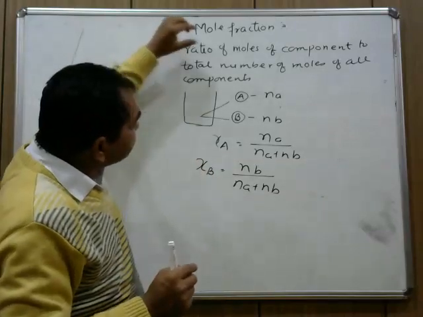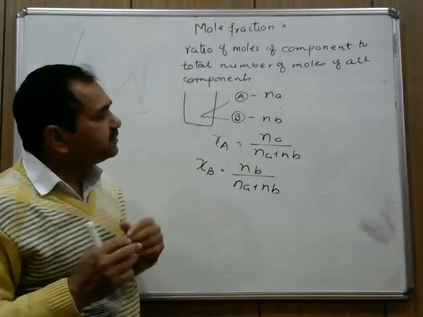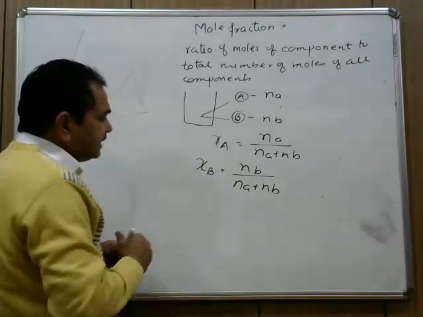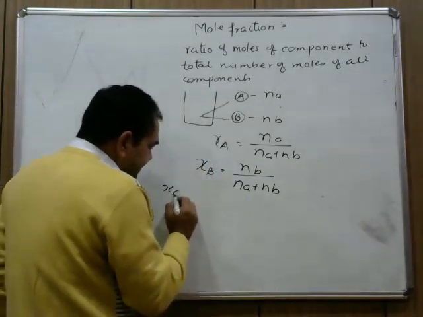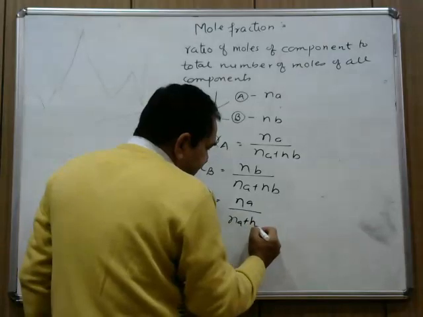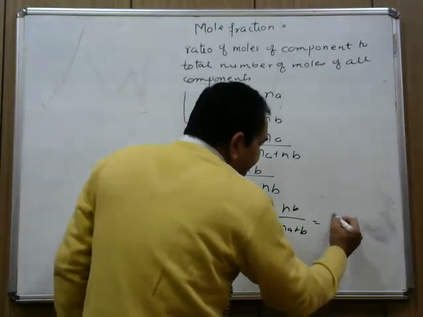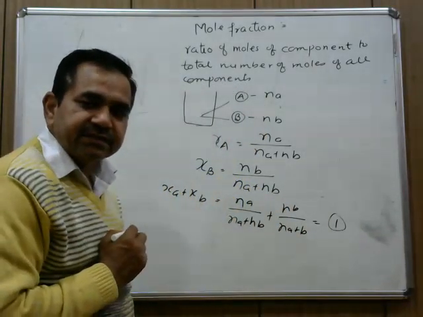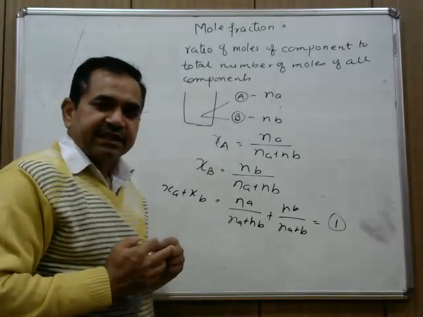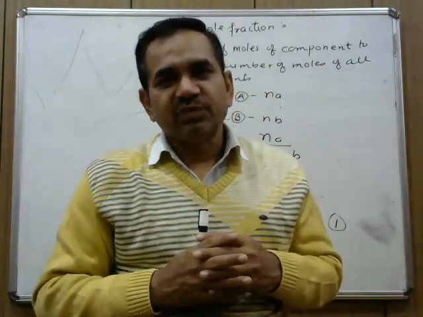So it is the ratio of moles of a component to the total number of moles of all components that are present in the solution. And it is evident that Xa plus Xb is given by Na divided by Na plus Nb plus Nb divided by Na plus Nb, and that will come equal to 1. So the sum of mole fractions of all components that are present in any given solution is equal to 1.